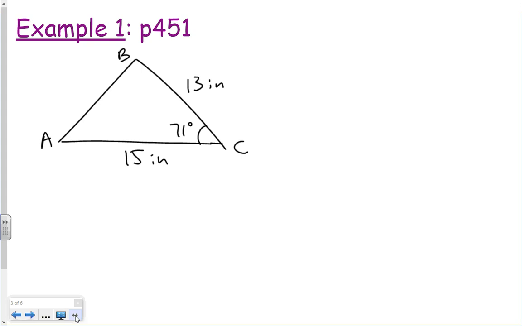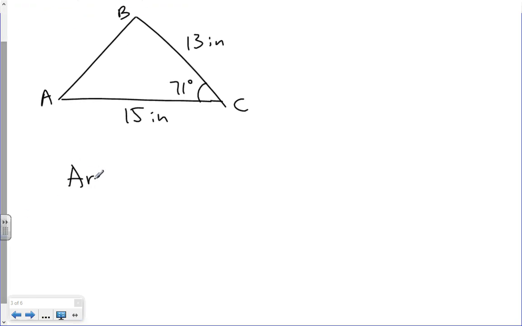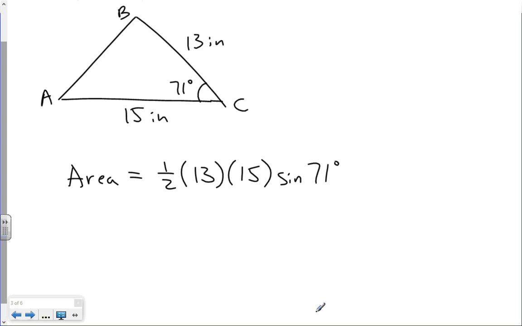All right, so all we've got to do is run this through that nice little formula that they gave us here. So our area is equal to, and I would make sure you write out the word area, especially when we have an angle here called A. Don't call this just A. Call it area. Area is equal to 1/2 times 13 times 15 times the sine of the included angle there, which is 71 degrees.